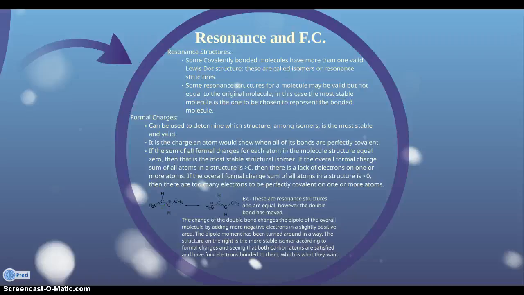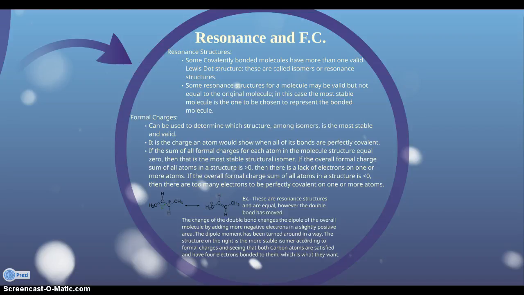Formal charges are real simple, can be used to determine which structure among isomers is most stable and valid to represent a molecule. It's just the charge an atom would show when all of its bonds are perfectly covalent. If the sum of all formal charges for each atom in the molecule structure equals 0, then that is the most stable structural isomer. And if the overall formal charge sum of all atoms is greater than 0, then there's a lack of electrons. So it's going to be more positive. If the overall formal charge is less than 0, then there are too many electrons, and it's going to be negative.